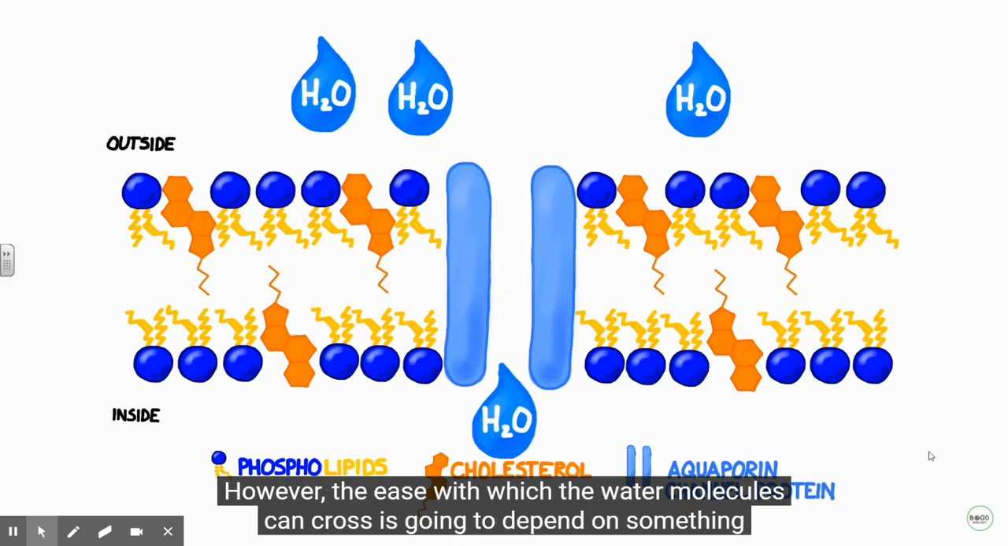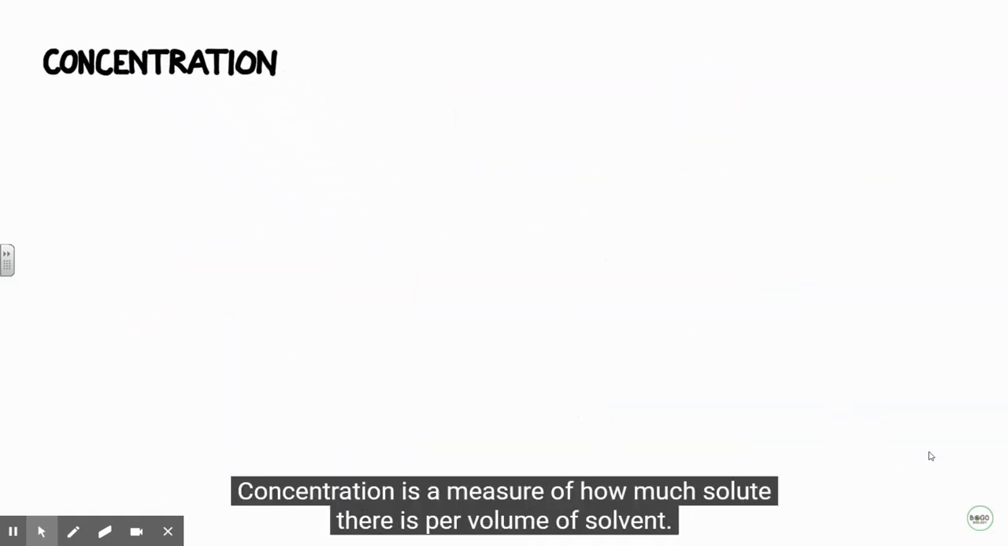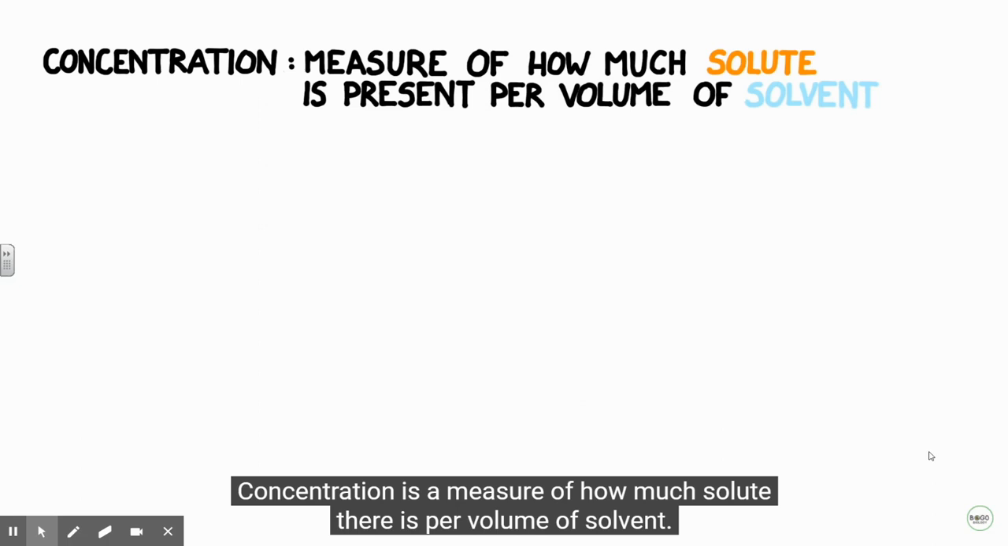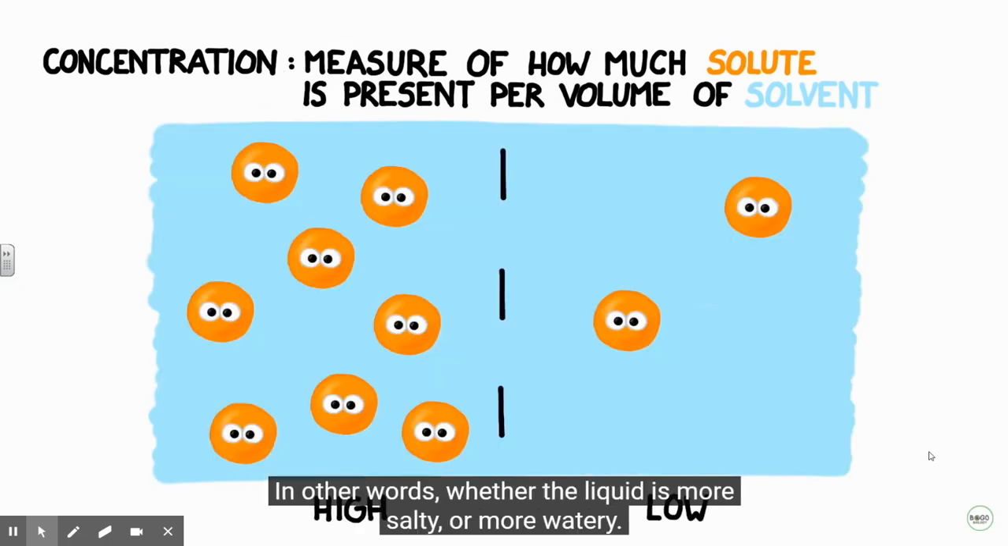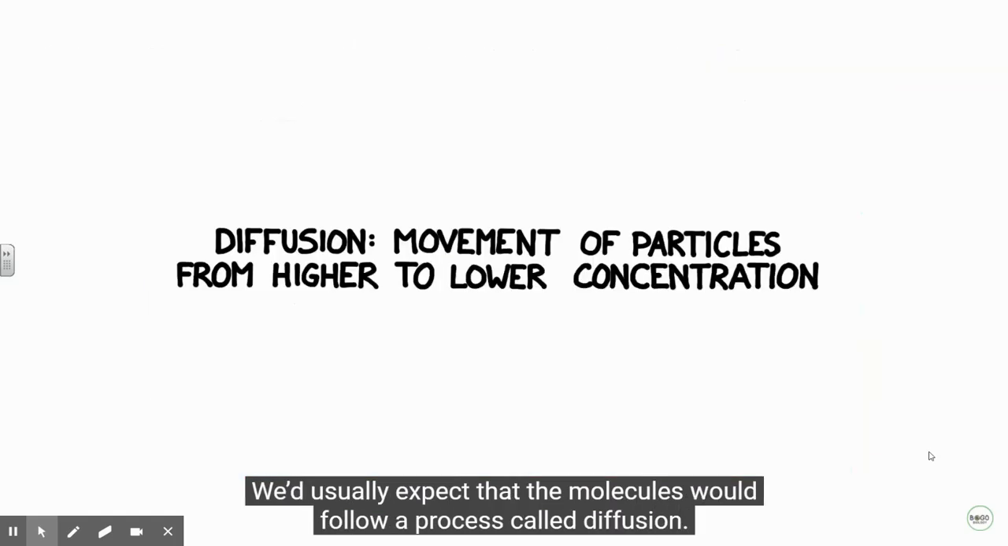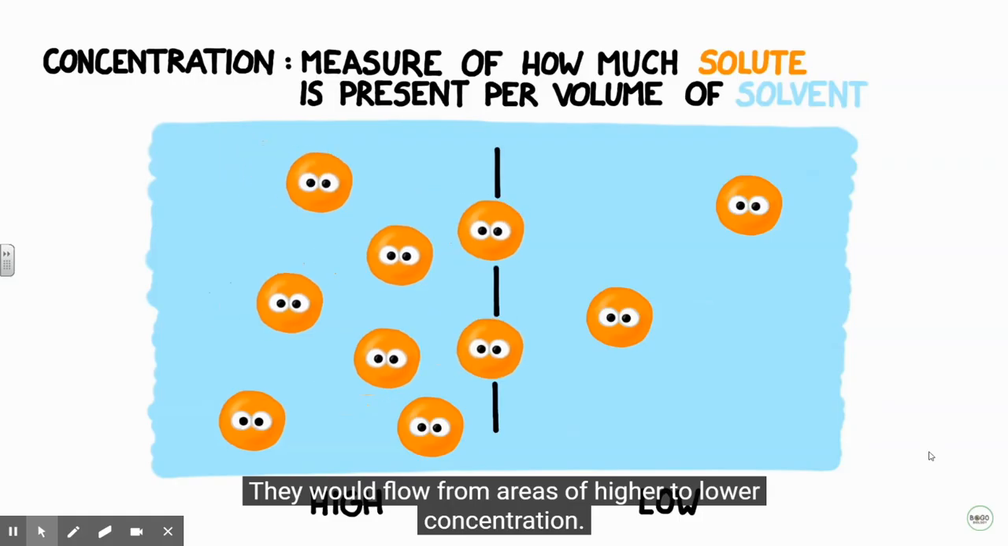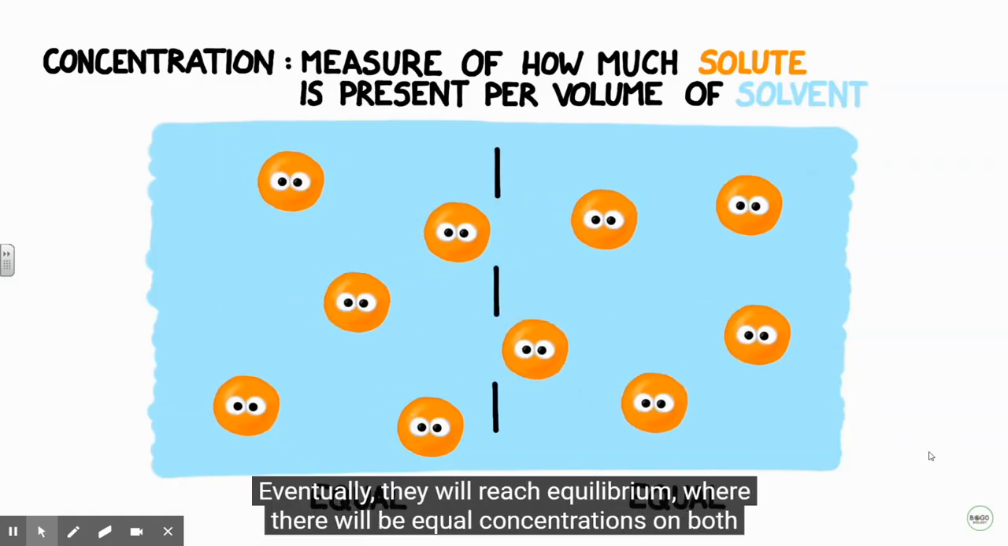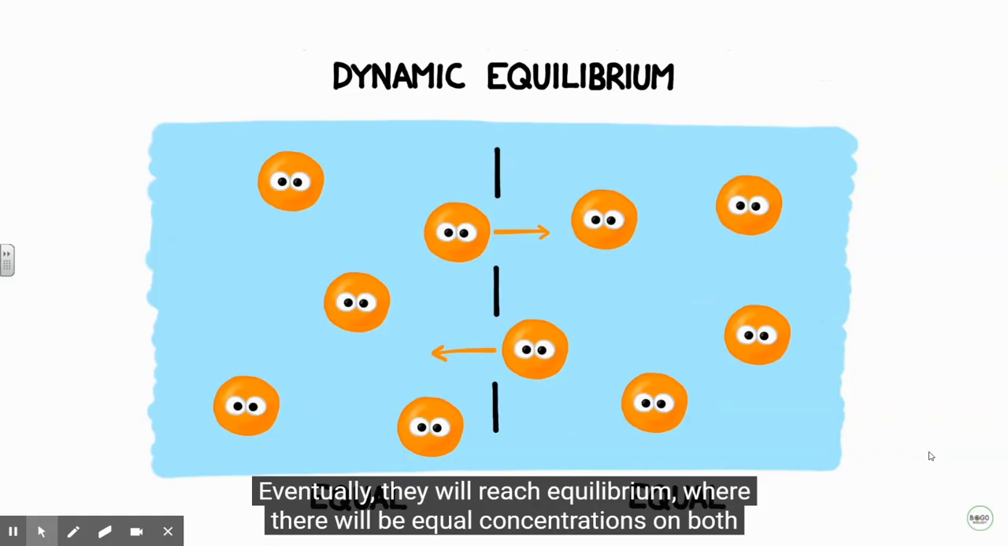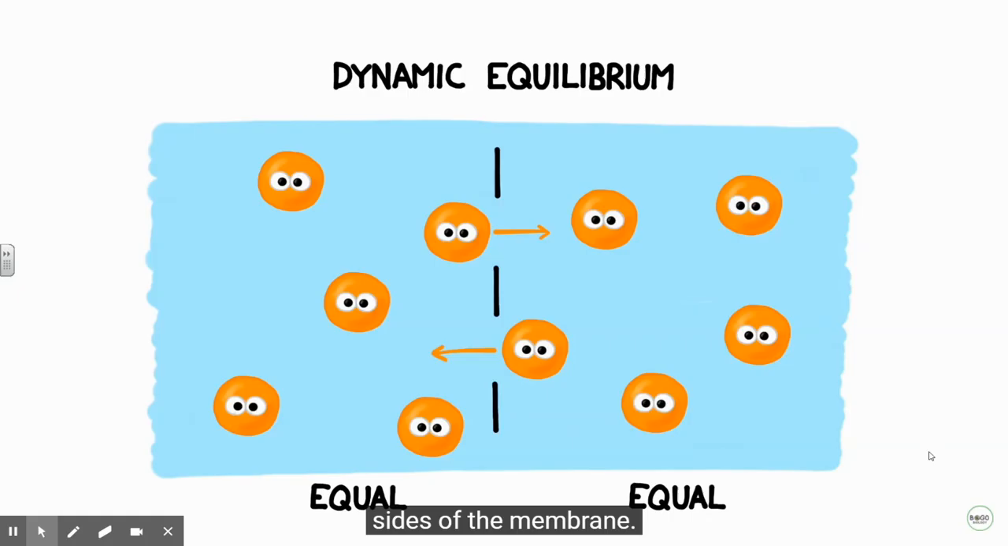However, the ease with which the water molecules can cross is going to depend on something called the concentration. Concentration is a measure of how much solute there is per volume of solvent. In other words, whether the liquid is more salty or more watery. We'd usually expect that the molecules would follow a process called diffusion. They would flow from areas of higher to lower concentration. Eventually, they will reach equilibrium, where there will be an equal concentration on both sides of the membrane.